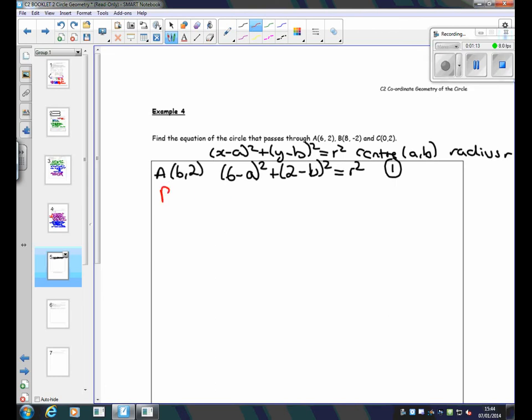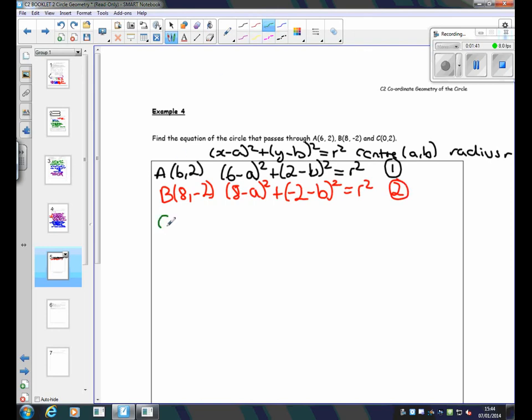And then we'll have B, which is 8, minus 2. So again, x value 8 minus a, which is the x value of the centre, squared, plus minus 2, which is the y value, minus b, which is the y value of the centre, squared, equals r squared. So that's equation number 2.